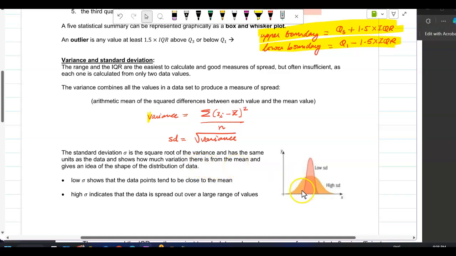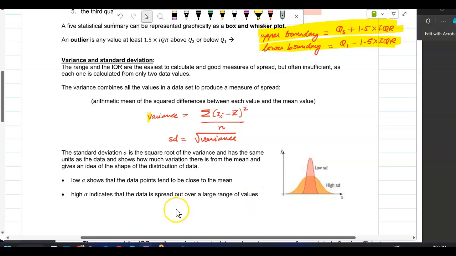Like if you have two bell-shaped curves, this one is thinner, this one is thicker. So a high standard deviation means there will typically be more spread, a bigger deviation from the mean. And a lower standard deviation means that your numbers are probably closer to the mean.